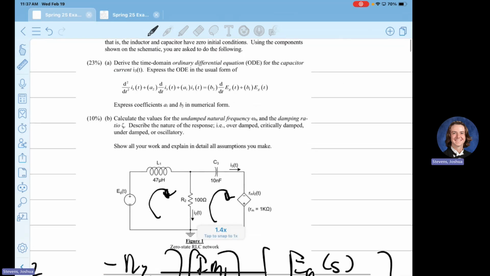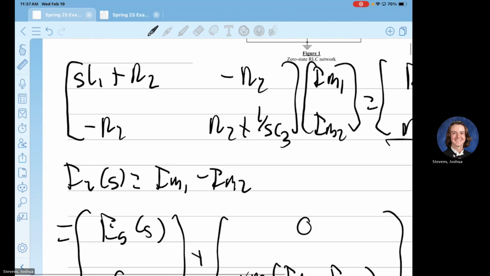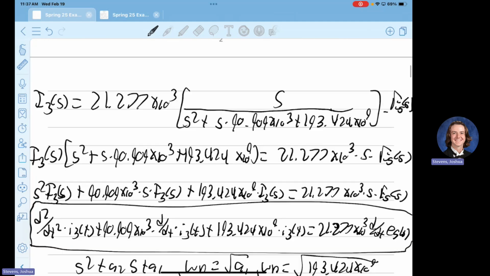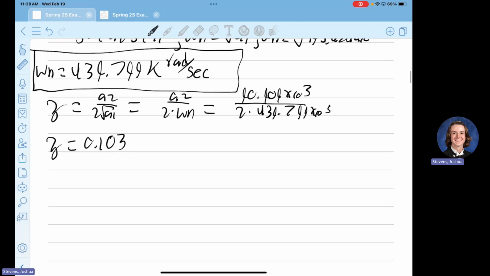We found 2 of the 3 conditions we need in part B. It says, describe the nature of the response, i.e. overdamped, critically damped, underdamped, or oscillatory. So what is this zeta? Out of those 4 terms, oscillatory, underdamped, critically damped, or overdamped. What is it? Underdamped. Why do you say that? Bingo.